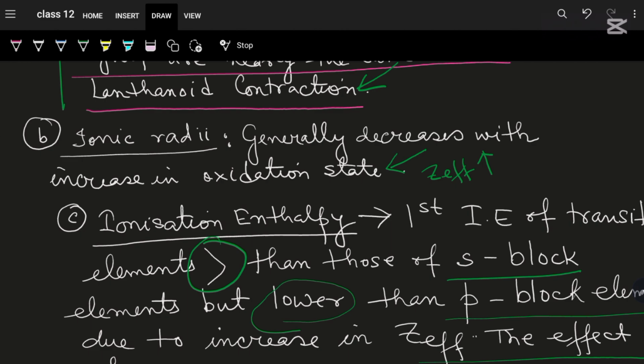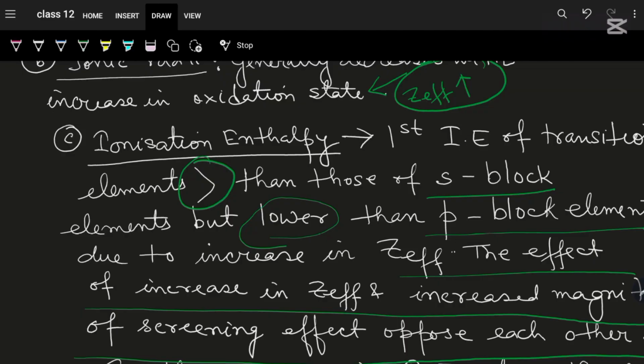So let us see. Next, the ionic radii. Ionic radii generally decreases with increase in oxidation state, because if the oxidation state increases, the effective nuclear charge also increases, for which there is a decrease in the ionic radii.